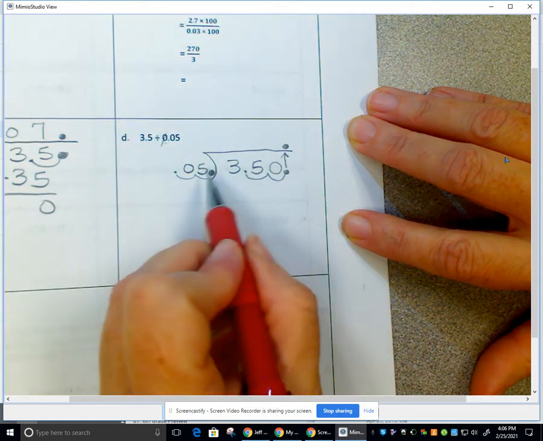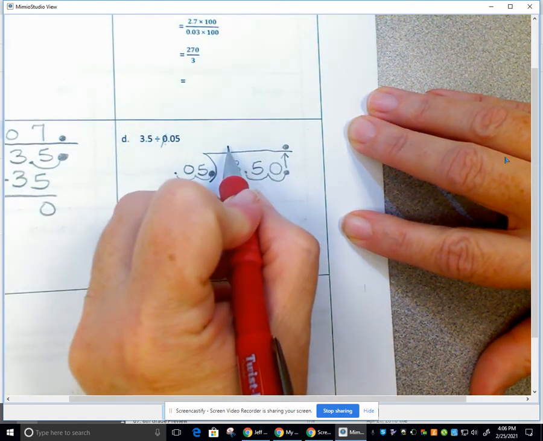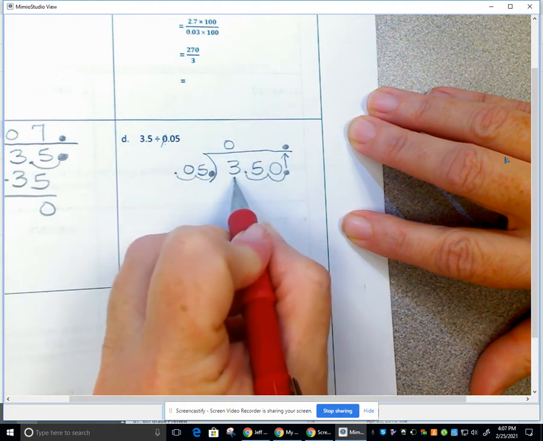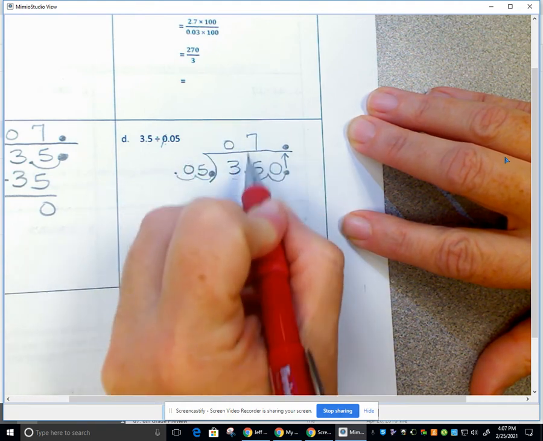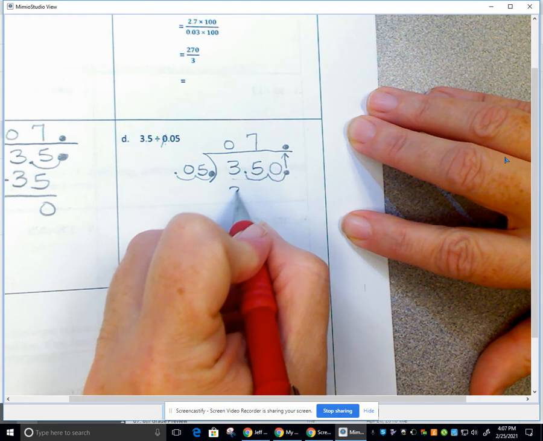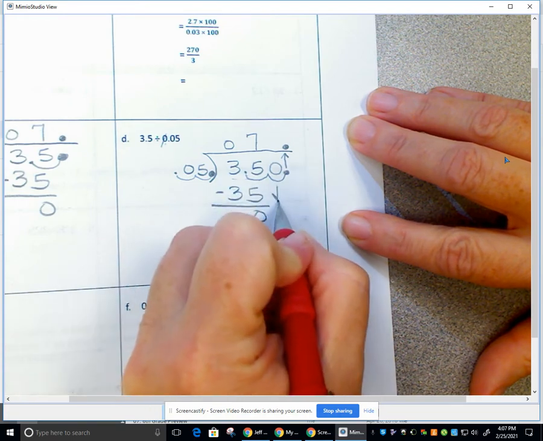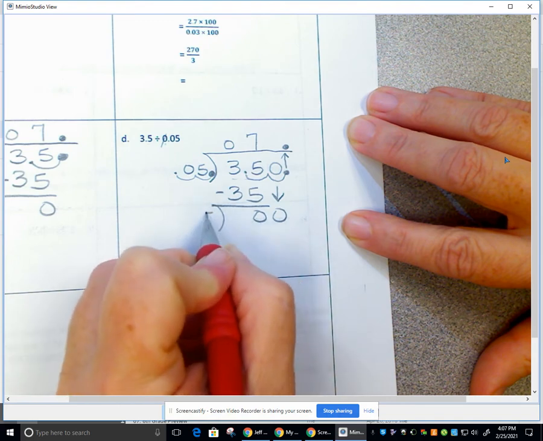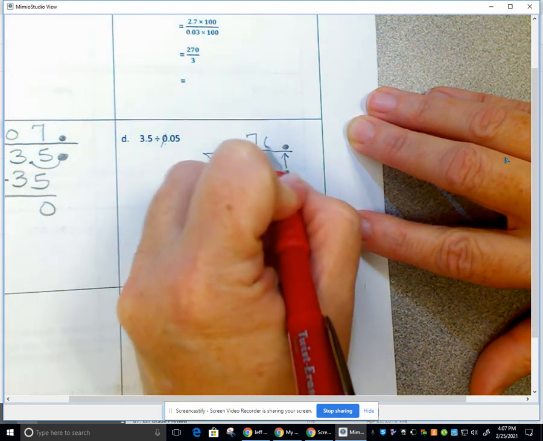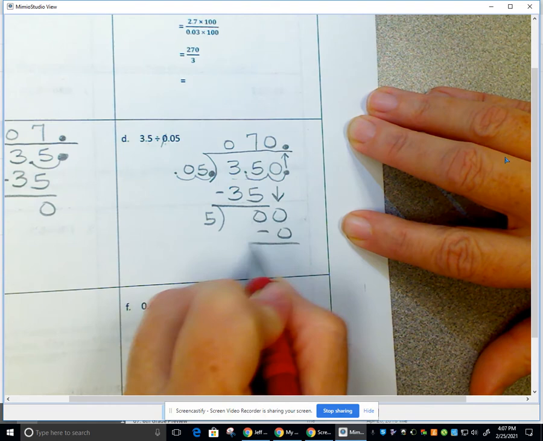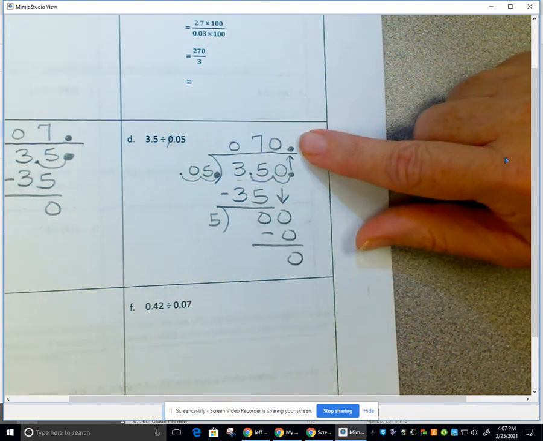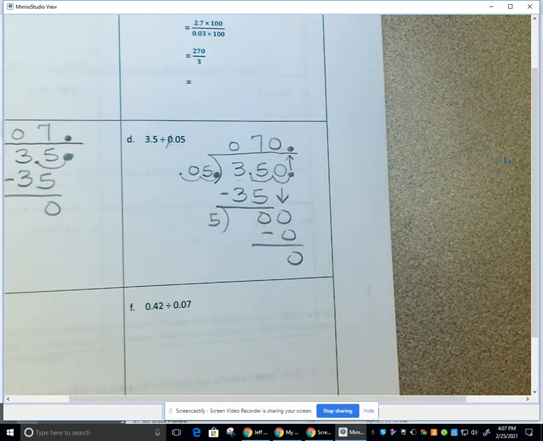And now divide 5 into 350. 5 won't go into 3. 5 will go into 35 7 times. 7 times 5 is 35. Subtract, 0. Bring down a 0. 5 into 0. 0 times 5 is 0. Subtract, 0. So this answer is 70.